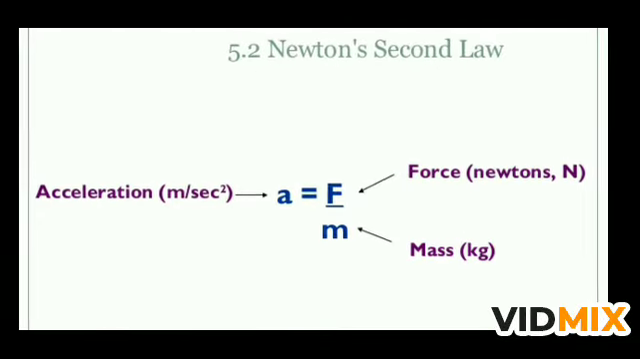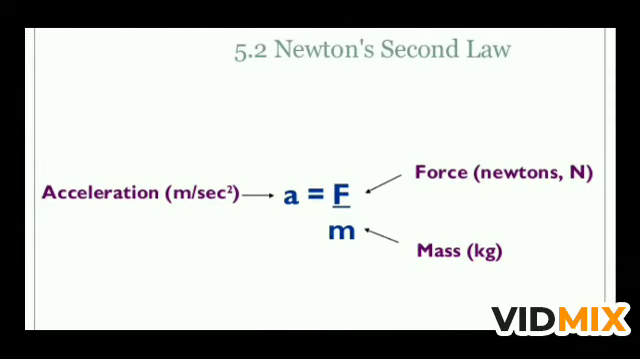Now this is the relation a is equal to F by m, where m is the mass in kg, F is the force in Newton, and a is acceleration in meter per second square. The SI unit of force is Newton and the CGS unit of force is dyne, and 1 Newton is equal to 10 to the power 5 dyne.